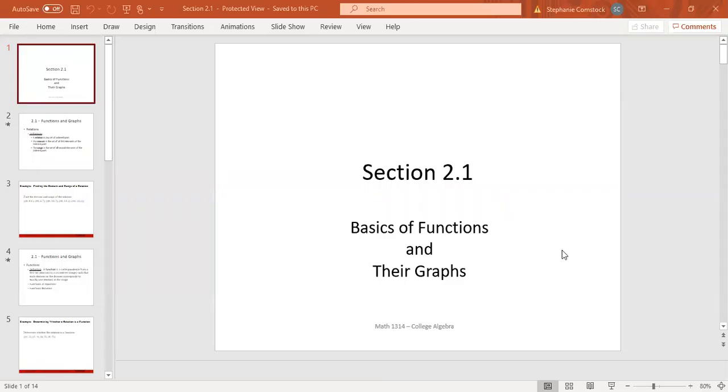Okay, we're going to look at section 2.1. And the first part of this first video is going to cover relations, domain, range, functions, and some function notation.